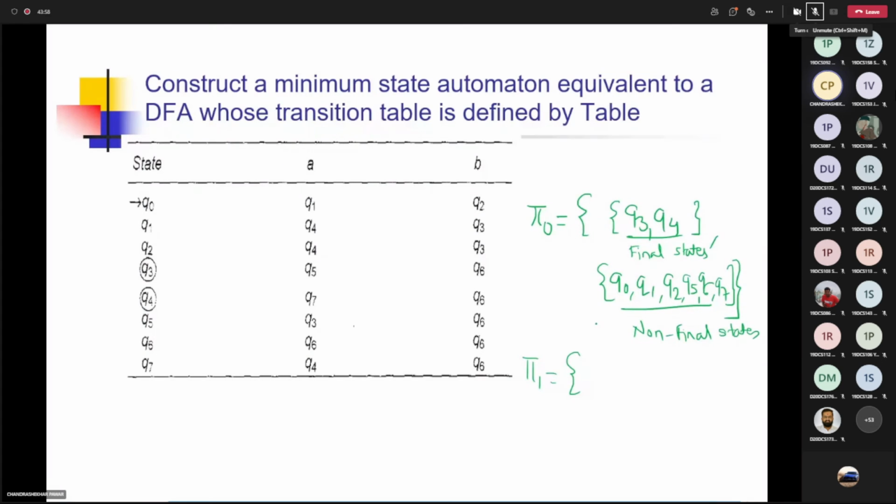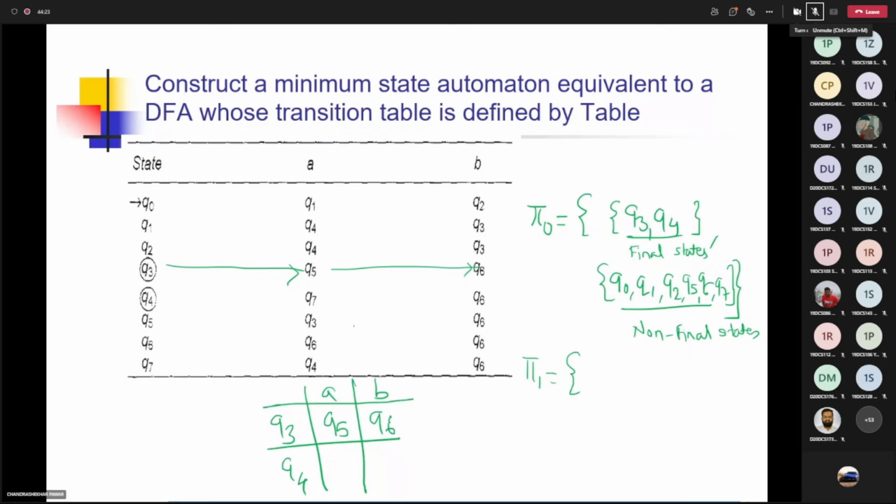First check whether Q3 and Q4 are equivalent or not, because this set of final states consists of more than one state now. So here we can check that equivalence. What is the transition of Q3? With input A it goes to Q5 and with input B it goes to Q6. Next for Q4, with input A.